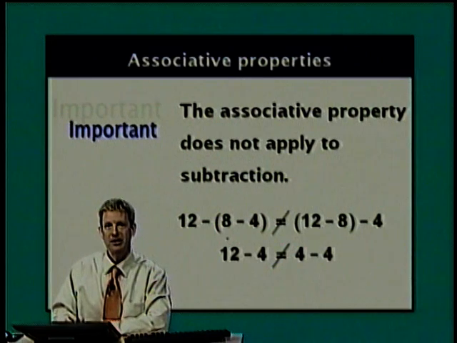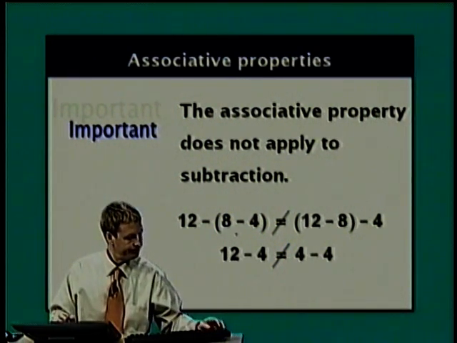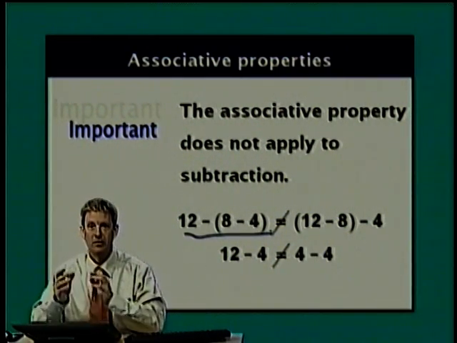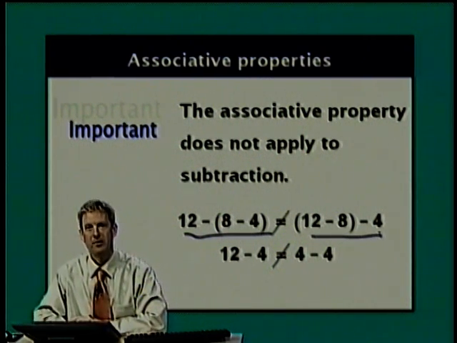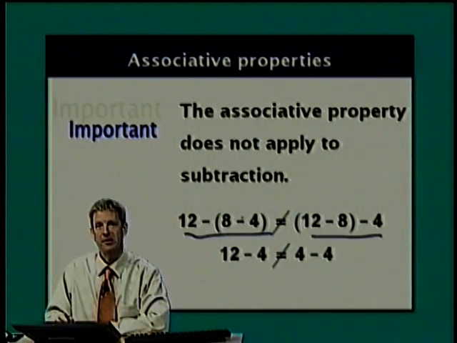Let's compare these two expressions. In the expression on the left, the grouping symbols are around the second two numbers. In the expression on the right, the grouping symbols are around the first two numbers. When the grouping symbols are around the second two numbers, the first thing we have to do is 8 minus 4, which is 4, and so we're left with 12 minus 4.